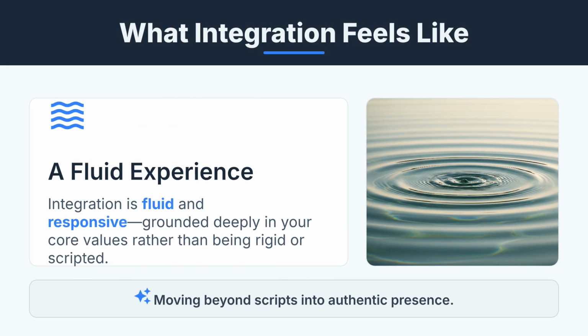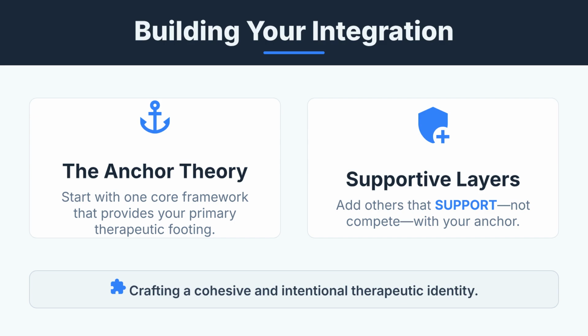Integration should feel like a fluid experience, responsive and grounded deeply in your core values, rather than being rigid or scripted. This allows you to move beyond rigid scripts into authentic presence. To build your integration, start with one anchor theory that provides your primary therapeutic footing. Then, add supportive layers that enhance, not compete with, your core framework. This helps craft a cohesive identity.